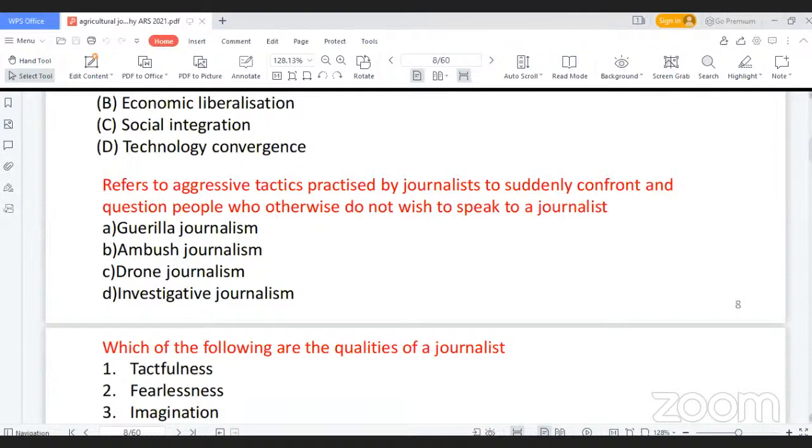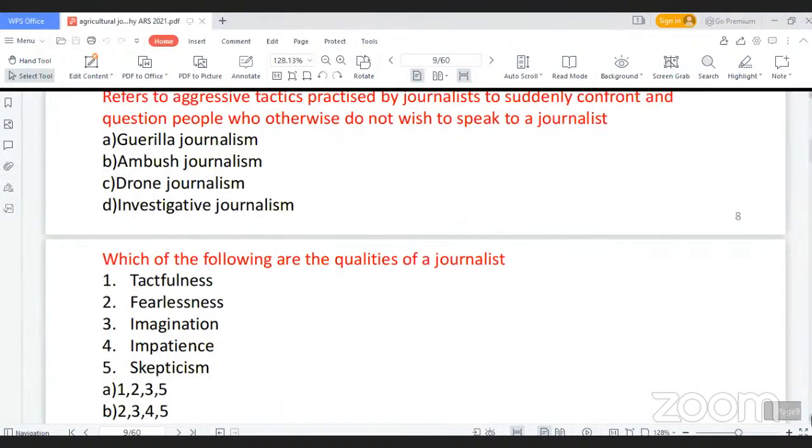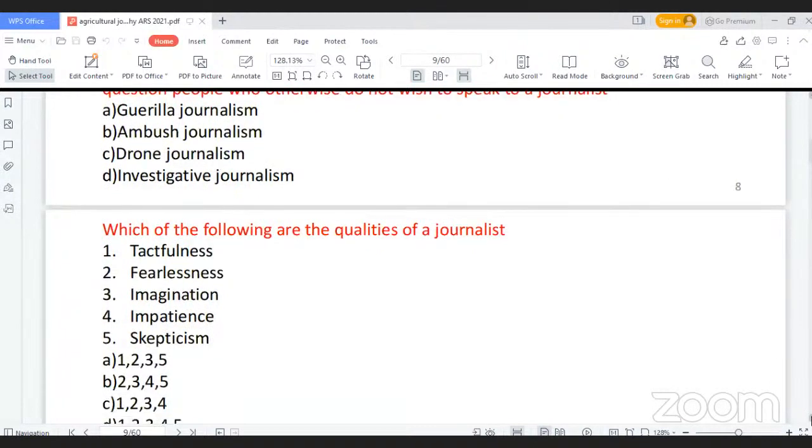From farmers or people. Which of the following are the qualities of a journalist? Every journalist has some qualities, you know. So these are some qualities.